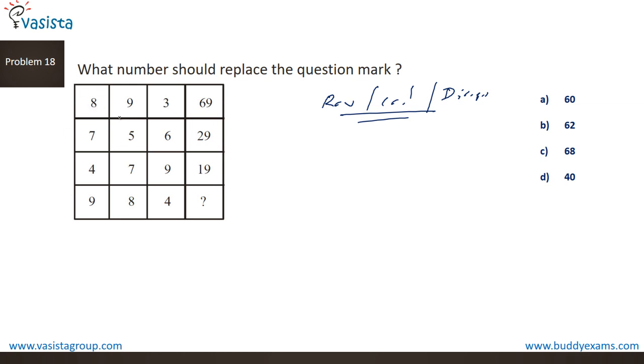Now here let us check out. It is very simple, I think. We got to know that 8 nines are... Let us multiply this. 8 into 9 is 72, and if you subtract 3, you will get 69.